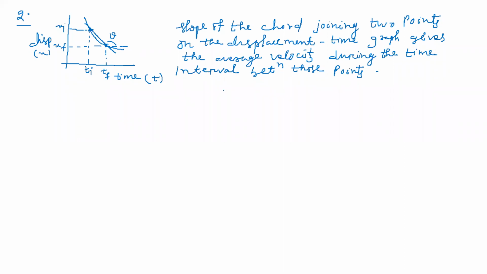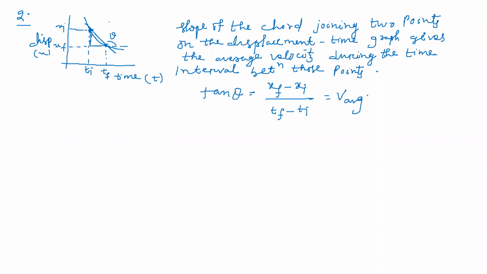That means if I want to find the slope, the slope is related to tan theta. In the previous example we saw this. So this time interval is how much? T final minus T initial. This displacement is how much? X final minus X initial. So tan theta is perpendicular by base, that is x final minus x initial divided by t final minus t initial. That is equal to the average velocity.